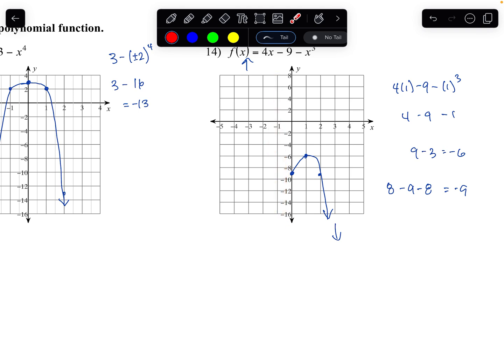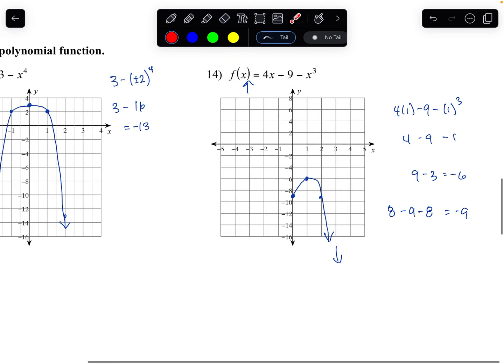Let's just plug in negative 1. So if I plug in negative 1, I get 4 times negative 1 minus 9 minus negative 1 to the third. And I'm going to get negative 12. Okay, so that's going to be right there. And then I'm going to plug in negative 2 now. So if I plug in negative 2, I'm going to get 4 times negative 2 minus 9 minus negative 2 to the third, and I'm going to get negative 9. So that's going to be right here. So it looks like it's starting to go up.